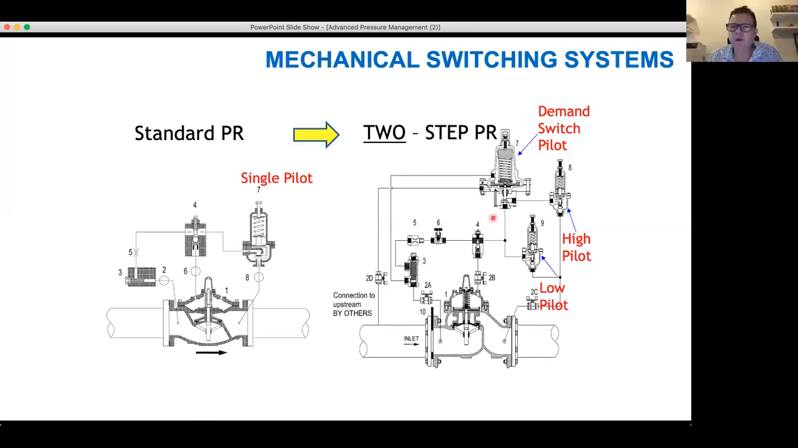So this is not relying on time, so you don't have to set a time when you want it to jump from the low to the high, but it's totally dependent on demand. As soon as the demand requires it, the pressure will jump from low to high.